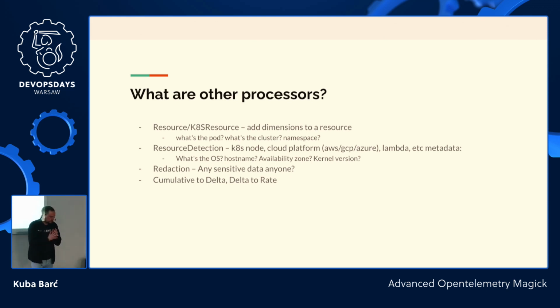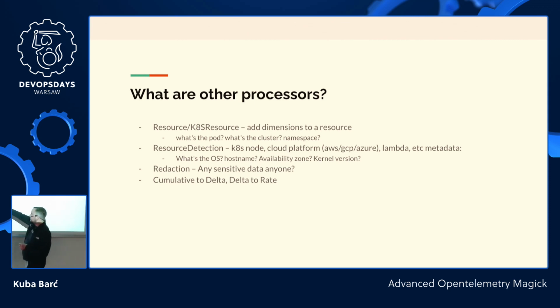So what are other processors that we could use? That's a very quick introduction to another spell in a second. You can have a redaction processor. If at some point you want to redact, I don't know, user passwords, emails, whatever, there is a single place where you can configure that and you're done.